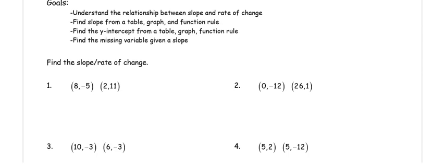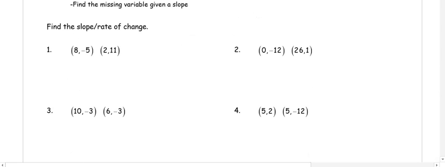This video is about understanding the relationship between slope and rate of change, finding the slope from a table, graph, or function rule, finding the y-intercept from a table, graph, or function rule, and finding the missing variable given a slope. So in the first couple of problems, we want to find the slope or rate of change.